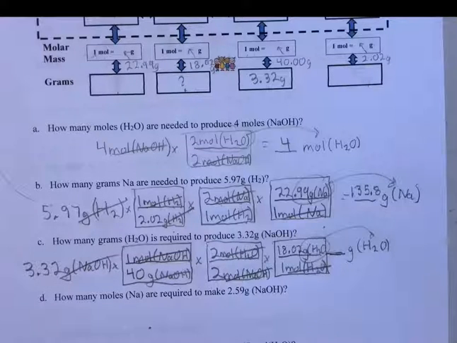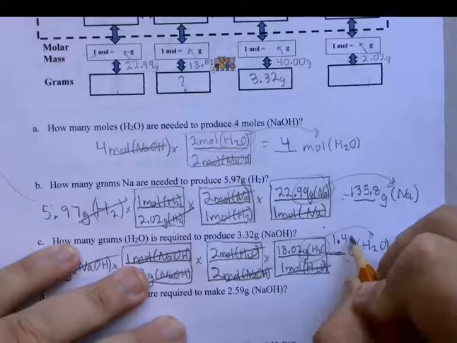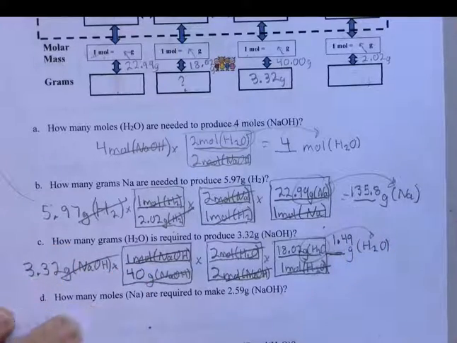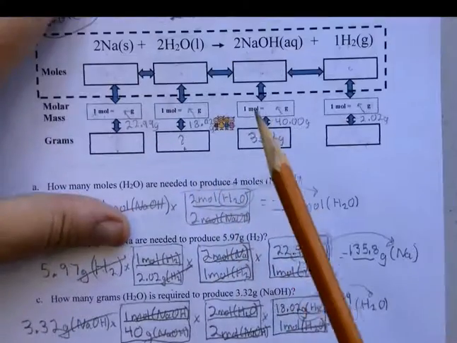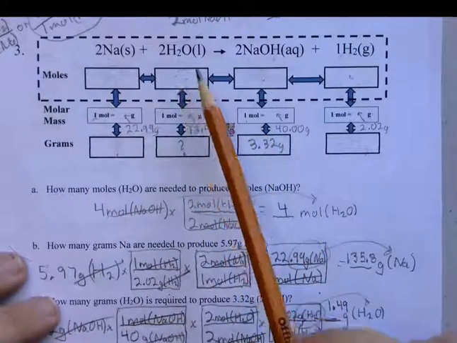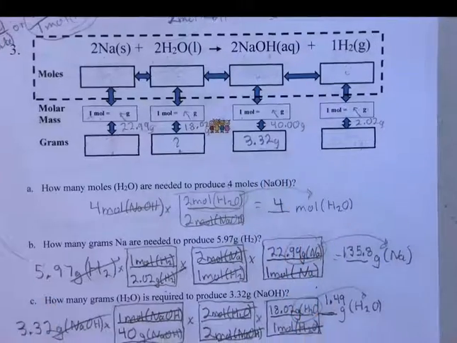And that I get 1.49. And that's our answer. So again, what does that mean? How do we interpret that? It means it takes 1.49 grams of water to produce 3.32 grams of sodium hydroxide. That's what that's telling us.